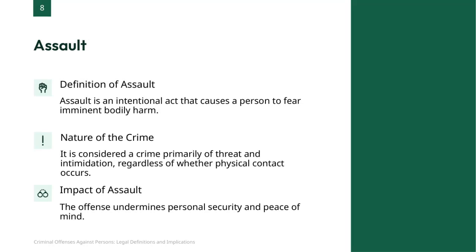Assault is defined as an intentional act that makes someone fear they are about to suffer bodily harm. What's important to understand here is that assault focuses on the threat itself and the fear it creates, not necessarily any physical contact. Even if no contact happens, the crime is still committed because it's about intimidation. This offense deeply affects a person's sense of safety and peace of mind, disrupting their feeling of personal security. So, assault is really about the impact on the victim's sense of threat and vulnerability.